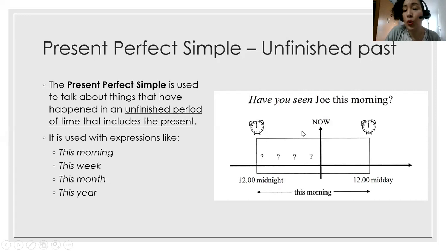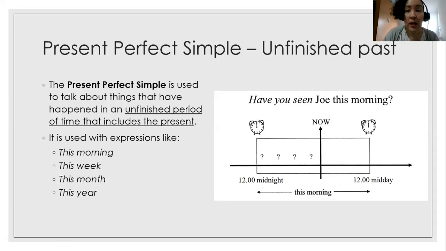Have you seen Joe this morning? Okay, I am asking about all of the time from this moment to before, okay? As you can see, the morning is not finished, okay? Now is in the middle of the morning, so maybe at 7 in the morning, 8 in the morning, more or less. I'm asking, have you seen John, okay? Because it's not finished, we use the present perfect, okay? We use this tense with expressions like this morning, this week, this month, this year, okay?